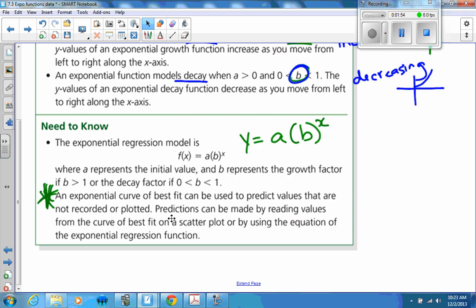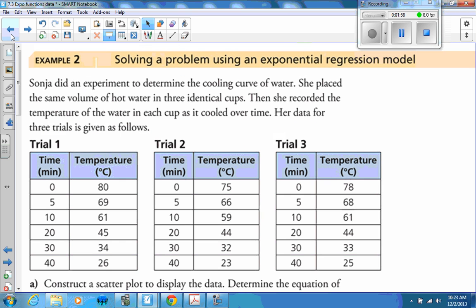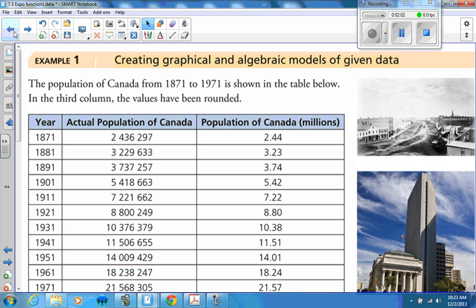Okay, so if you're going to go to example 1, which is found on page 455 of your textbook. It says the population of Canada from 1871 to 1971 is shown on the table below. Third column, values have been rounded. The first column is the time, so that's your independent variable. Your third column is your dependent variable, which is your population.